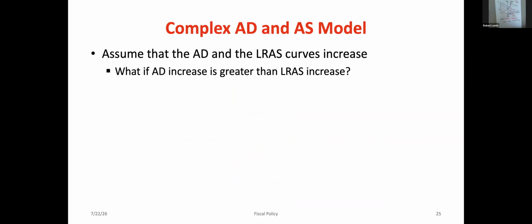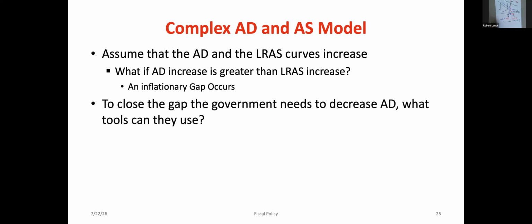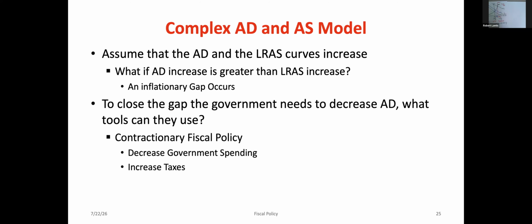Now, what if the opposite were true? They both increase, but the aggregate demand increase is larger. Well, we're going to get the exact opposite effect, and I'll draw this out for us, but we have an inflationary gap. How can we close an inflationary gap? Well, GDP is too high, so we want to cause it to be lower, shifting the aggregate demand curve down. How can we do that? We can decrease government spending or increase taxes, which is what we call contractionary fiscal policy.